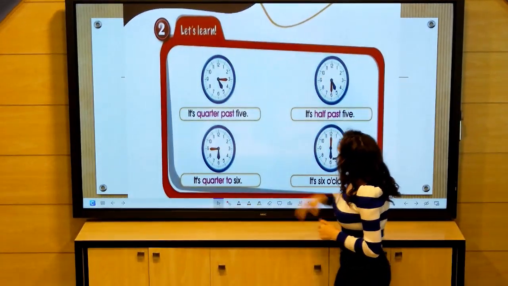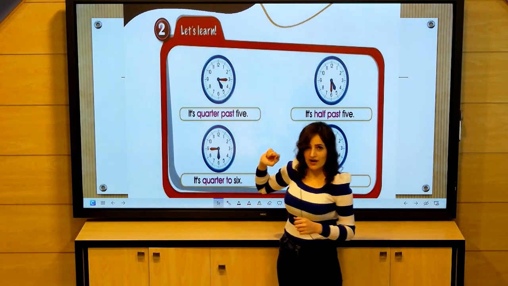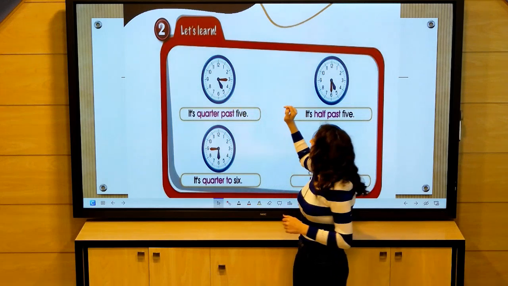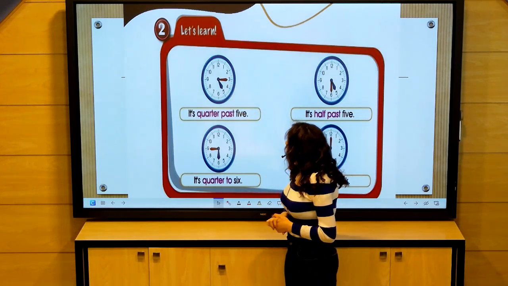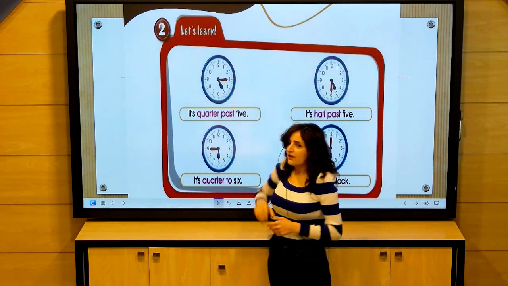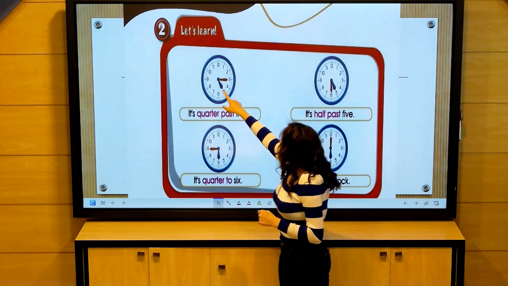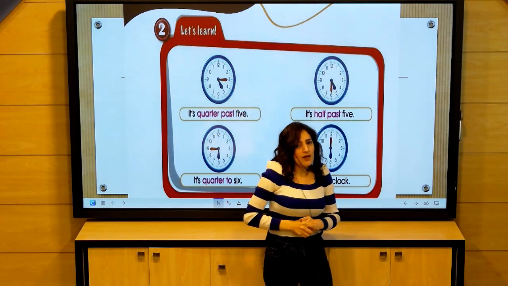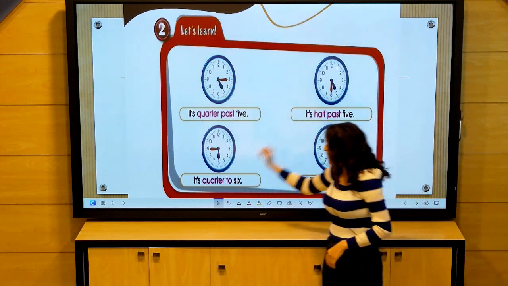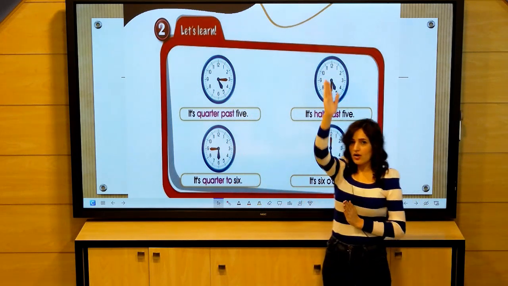Look, it's 5:15. Look at the red, it is 1/4. 5 is the hour. The red is the second hand. Now the blue is the hour hand. It's 5:30. It's 5:45. It's 6:00.